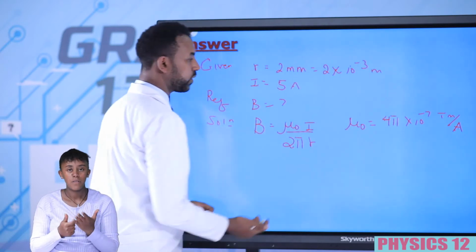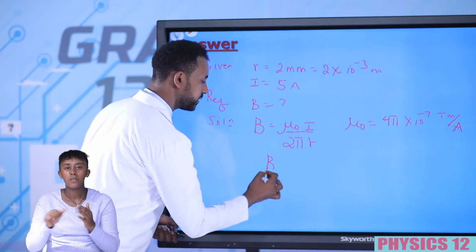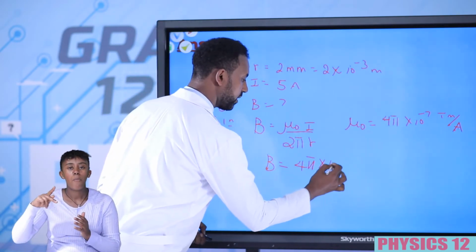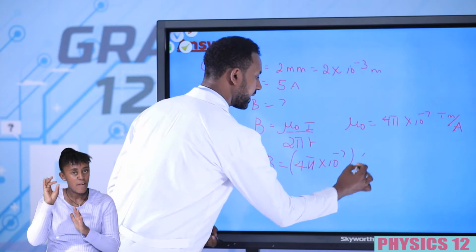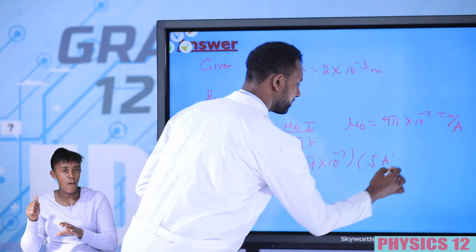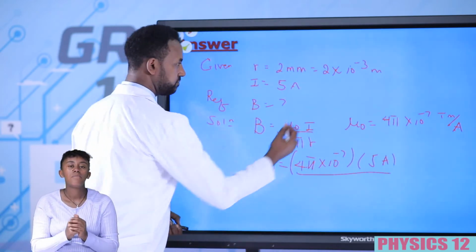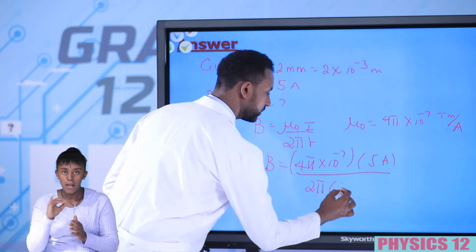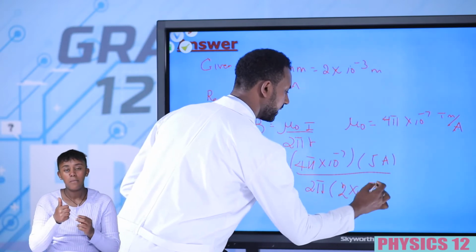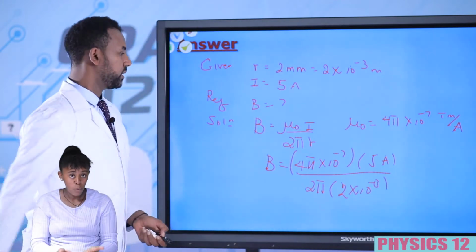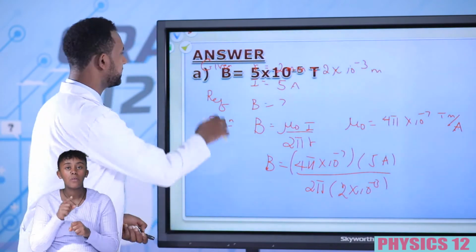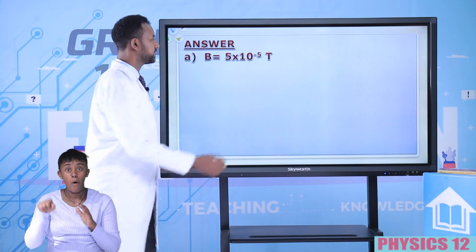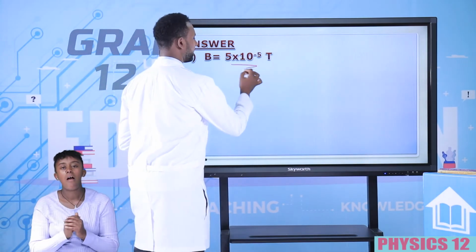Therefore, you have to substitute all the variables here and determine the magnetic field. Mu naught is 4 pi times 10 to the power of minus 7. Current is 5 ampere. And here you have 2 pi times the distance r, which is 2 times 10 to the power of minus 3. When you calculate this, you'll have a result of 5 times 10 to the power of minus 5 Tesla.